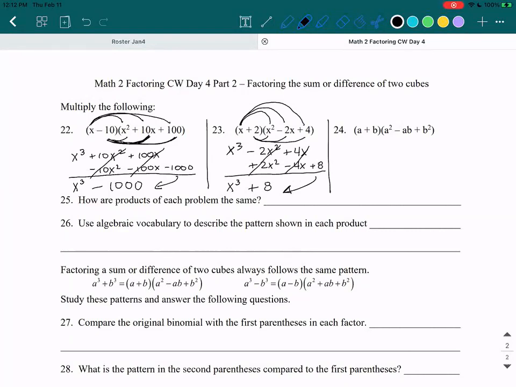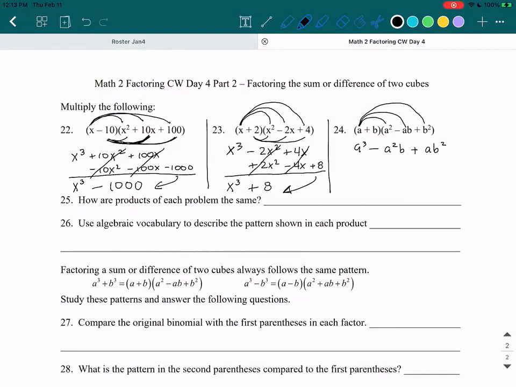So we have an a plus b and an a squared minus ab plus b squared. And so let's multiply the a times the a squared. That gives us a cubed. A times the minus ab, that gives us minus a squared b. A times the b squared, that's going to give us plus ab squared.